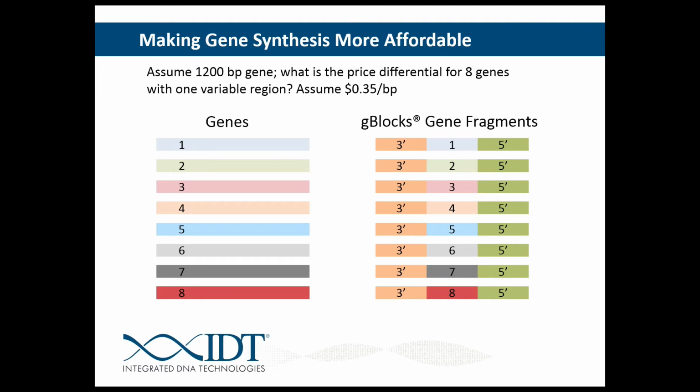So if we decided to build this traditionally as a gene, the cost for this would be relatively expensive, even at 35 cents per base pair, which is a pretty good price for genes. Using 8 genes that are 1,200 base pair long, that would give us a price of a little over $3,300. However, this could be constructed with 10 gBlocks, where the variable site could be built into individual gBlocks, and the conserved site on the 3' and 5' ends could be made from one single gBlock. So this is 10 gBlocks at $89 per gBlock. That's $890, a significant savings over the cost of synthesizing these genes as a whole.